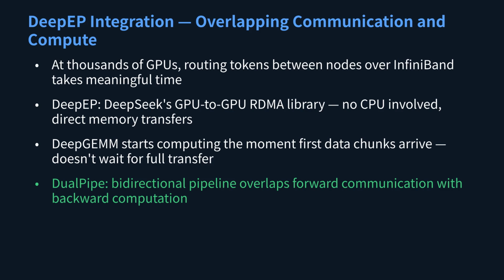DeepGEMM is architecturally integrated with DeepEP. As soon as the first chunks of data arrive from the network, DeepGEMM starts computing immediately. It doesn't wait for all the data to land first. Combined with a bidirectional pipeline technique called dual pipe, the network communication time is almost entirely hidden behind useful computation. The GPU is never sitting idle.